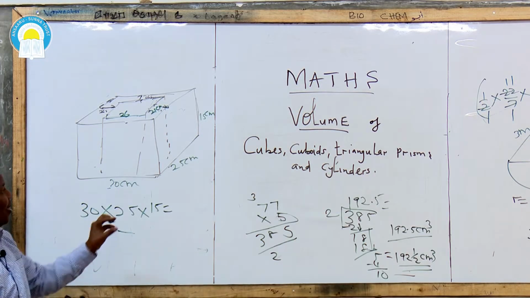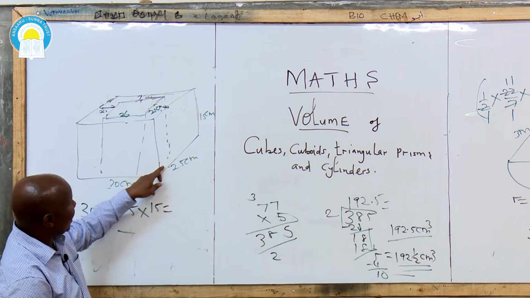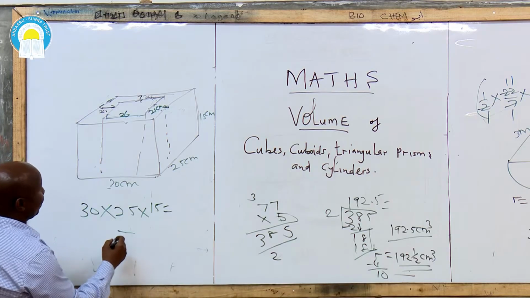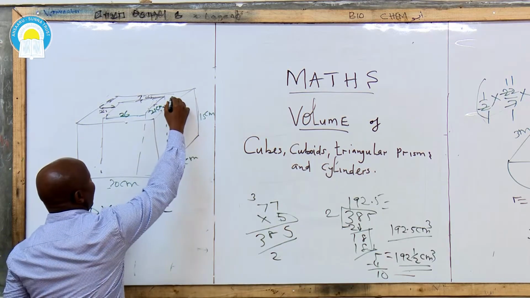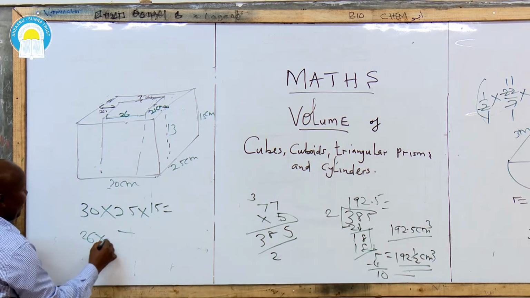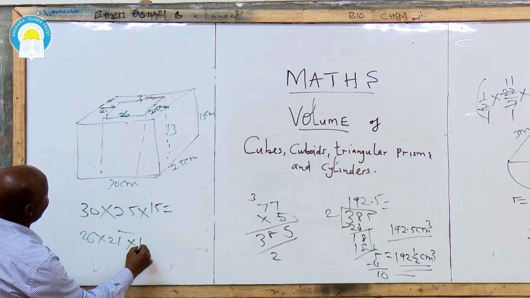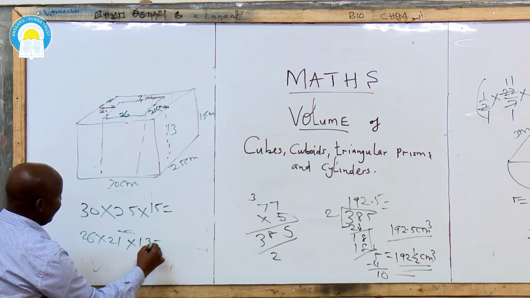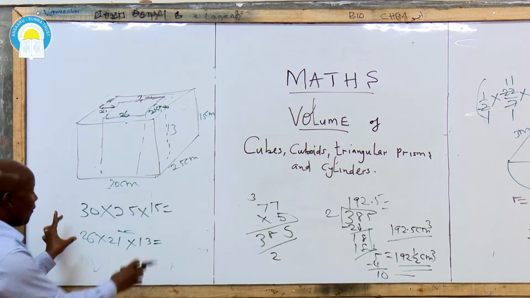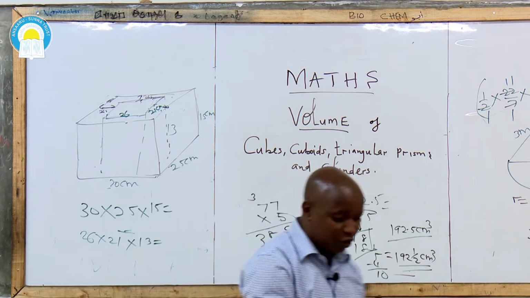So in our case here, the height is 15. You only take away 2 for the thickness of the bottom side, because it's not through. 15 minus 2, our height now becomes 13. So here we have 26 times 21, then times 13. If you are bright students, the volume of the big box is in the choices. The volume of the hole is also in the choices. So your work will be just to subtract.